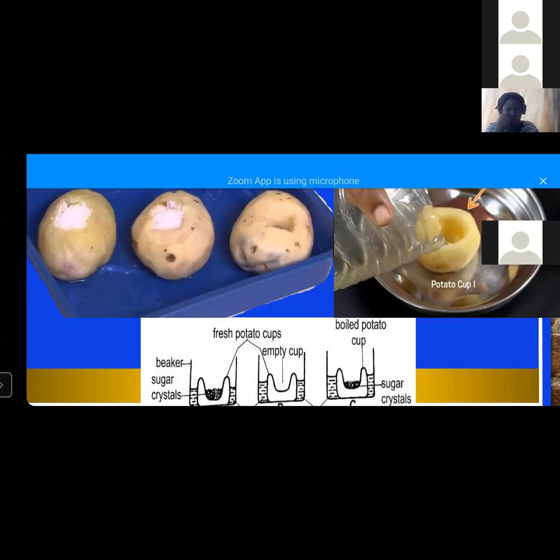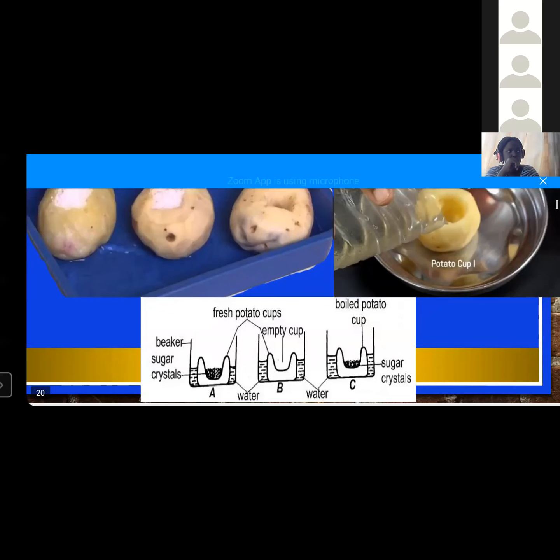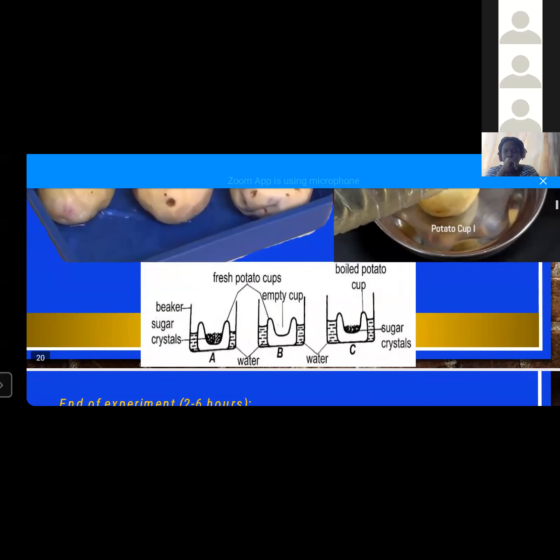Gravity into the 3 potatoes and then put sugar or salt into the 2. Remember these ones with the salt, one of them is boiled, the other one is not boiled. And in the other ones, they are sugar. So what would you observe? So the setup is as indicated.